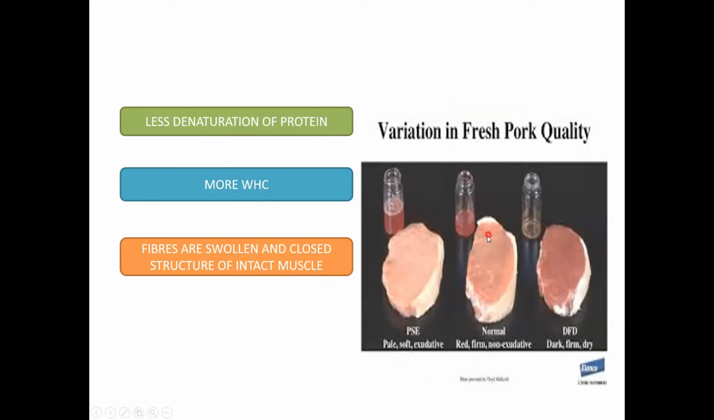So this is the normal, and this is the PFC, which we are going to discuss in the next lecture. Here you can see the fluid that comes out of the muscle is very little, but here the fluid that comes out is comparatively more in the normal muscles. It has comparatively less water holding capacity because of the denaturation of the protein due to the reduction in pH.